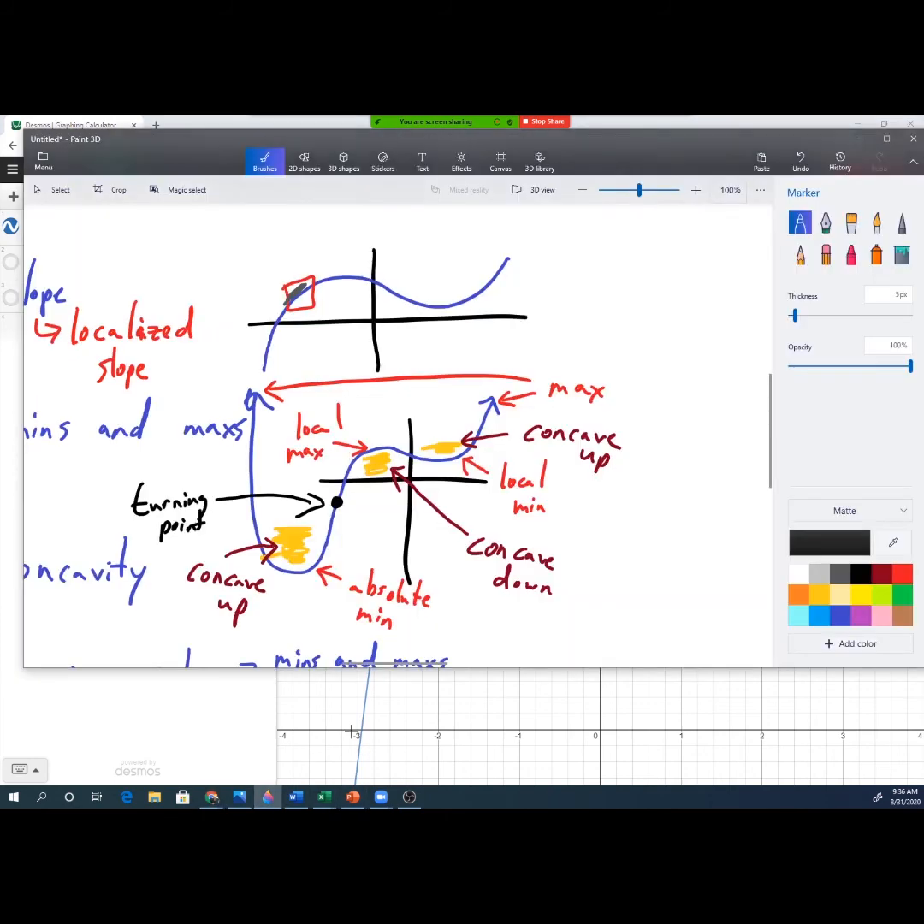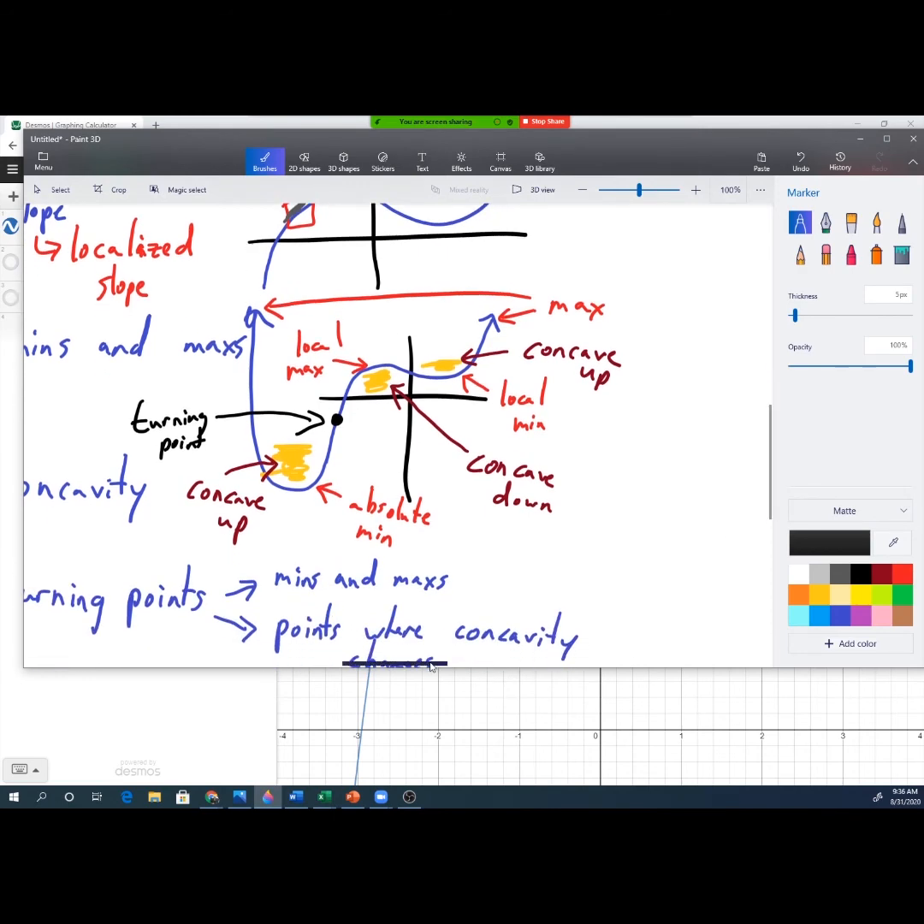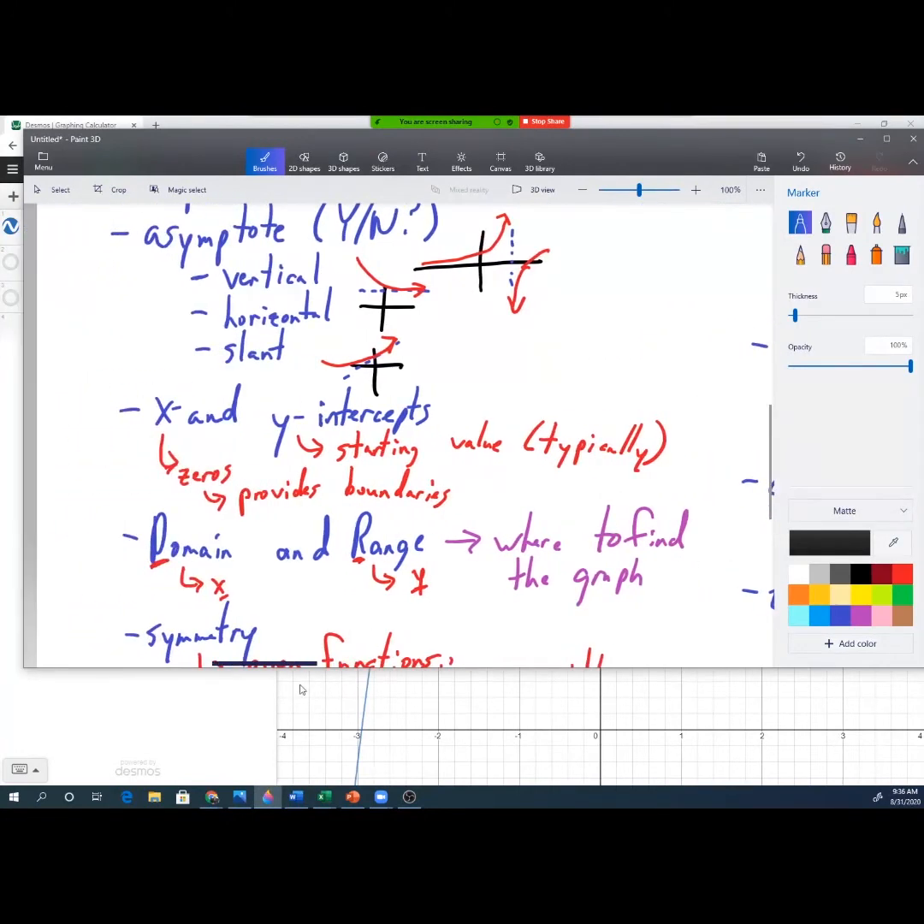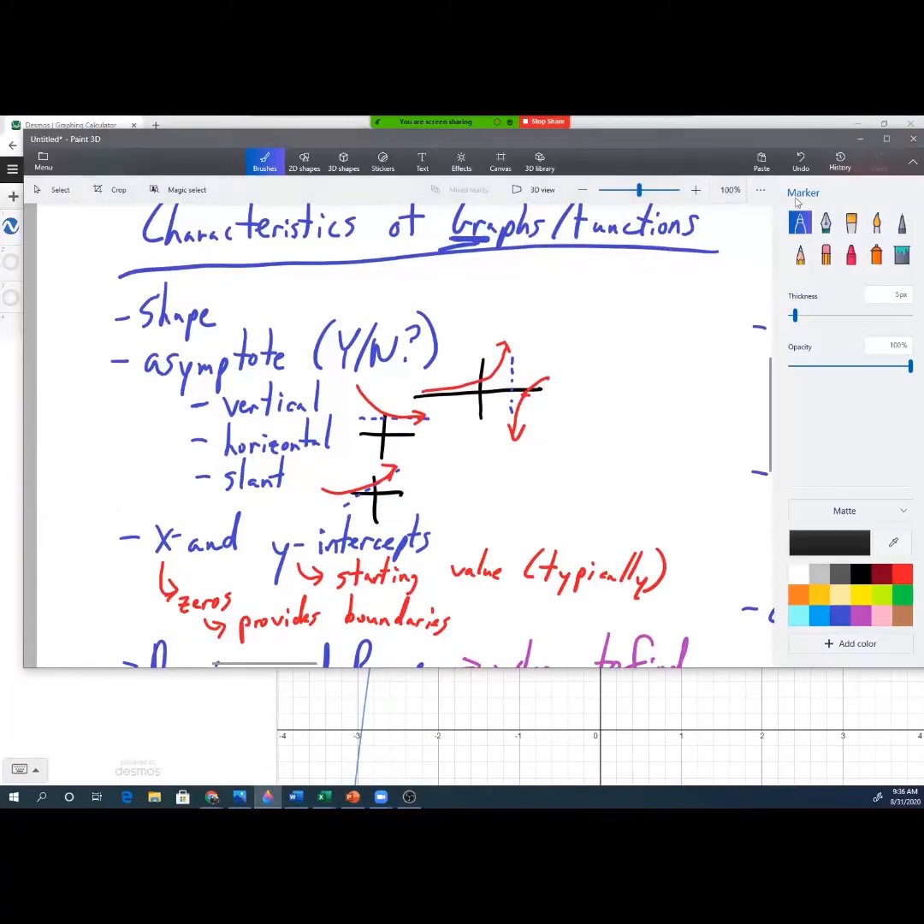Let me see if there was something else on the list that I want to include. Turning points. I'm okay not to do turning points right now. X and Y intercepts I think would be a good idea too. And symmetry and shape.